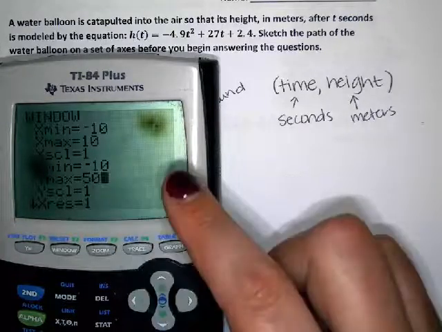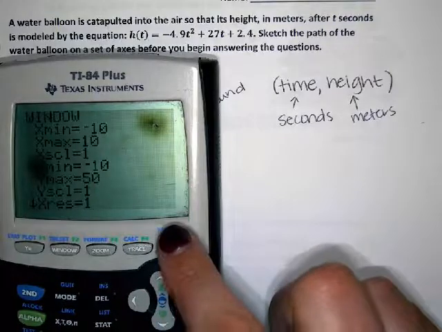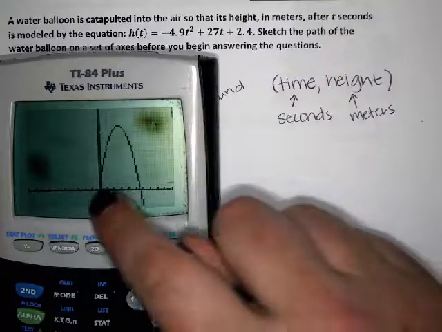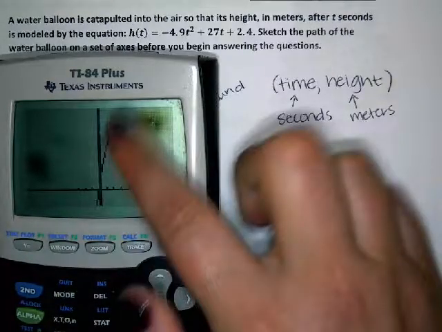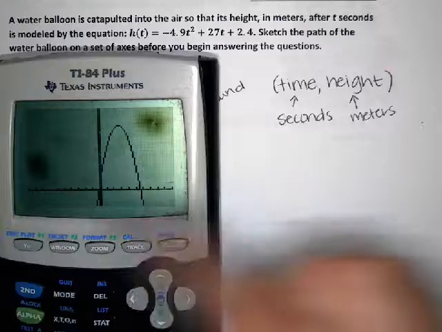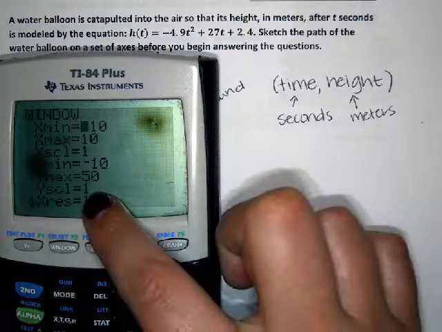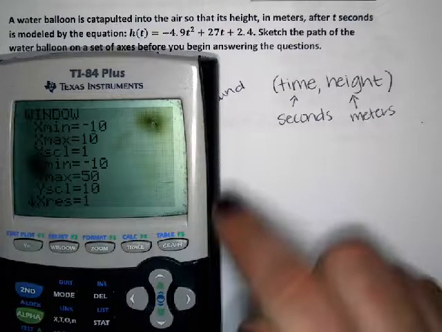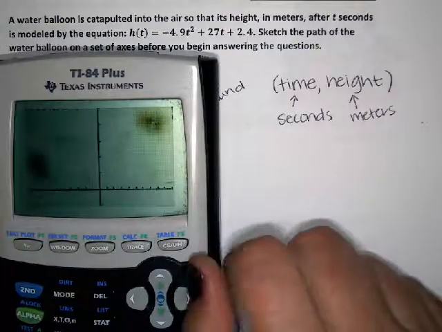Now if you don't like that this line got thicker, the only reason it got thick is because if you look at the window, the scale is by ones. If you want it to be less thick, change the scale to go by tens and then hit the graph button, and now it's going by 10, so it's not thick anymore. All right? Okay, so here's our graph.